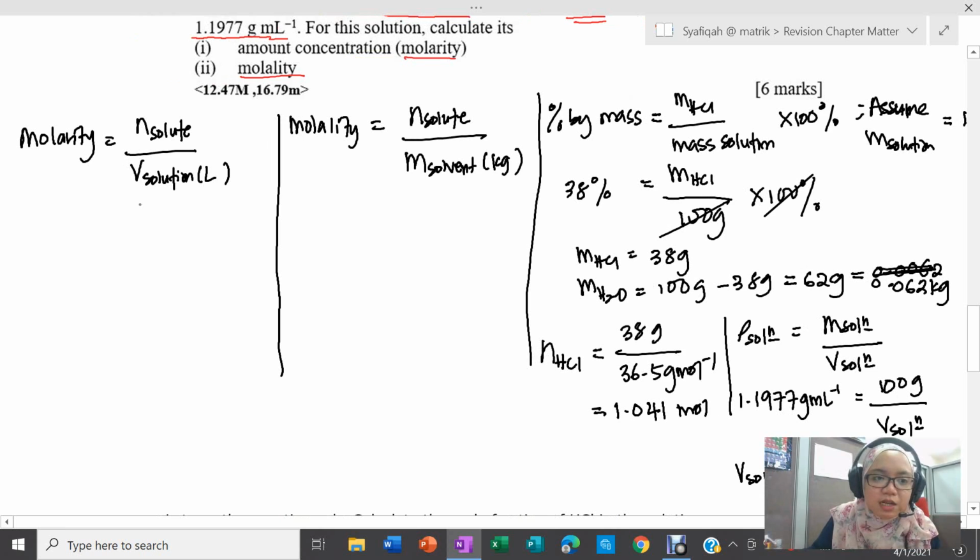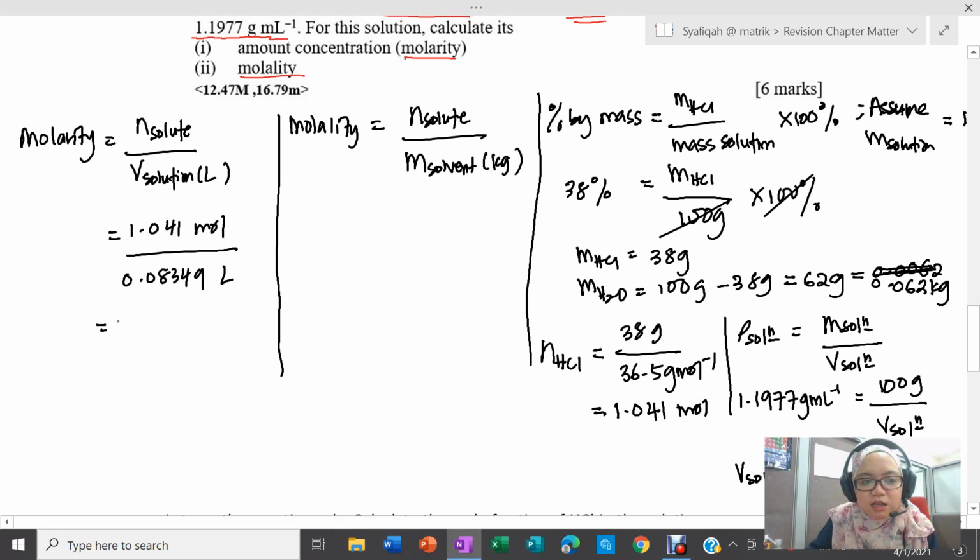Betul tak? So, nak cari molarity tadi, mole solute kita is 1.041 mole. Divide dengan volume solution kita 0.08349 liter. So, kita akan dapat molarity kita 12.47 molar. Okey, molarity pun sama.